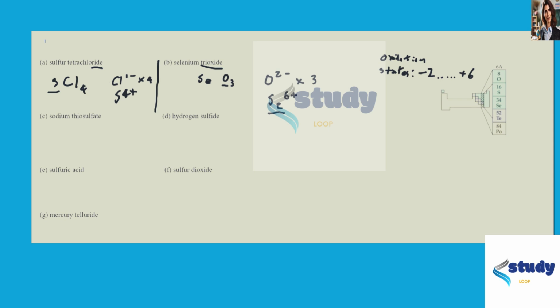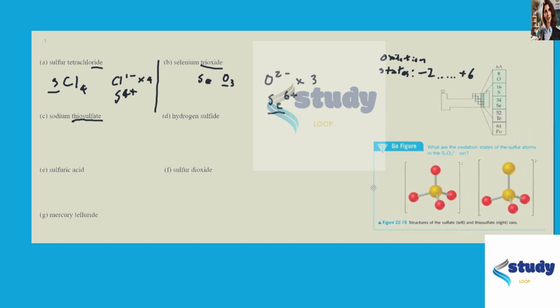Moving on, we got sodium thiosulfate. This one is an ionic compound because thiosulfate is sort of its own beast. So to address that, we're actually going to bring in another handy-dandy figure from the chapter, which is figure 22.19. So if we look at this structure, we've got a sulfate here on the left and a thiosulfate here on the right. Both of them have a total charge of -2. But let's go through this and assign oxidation states.